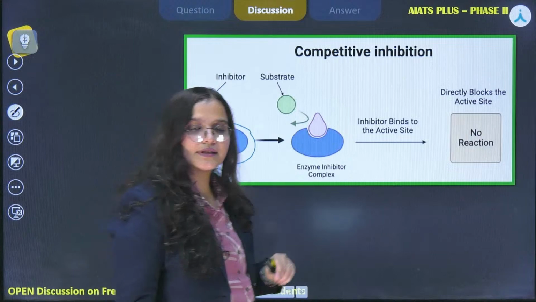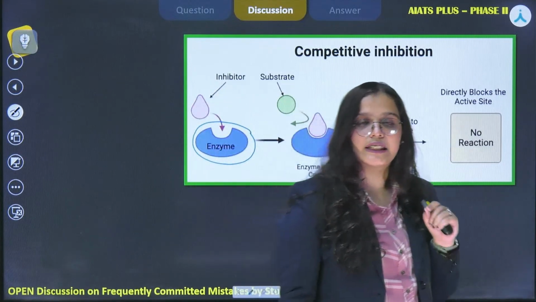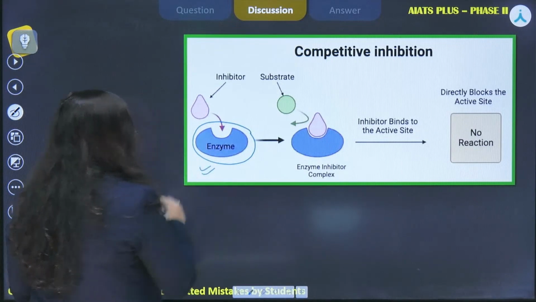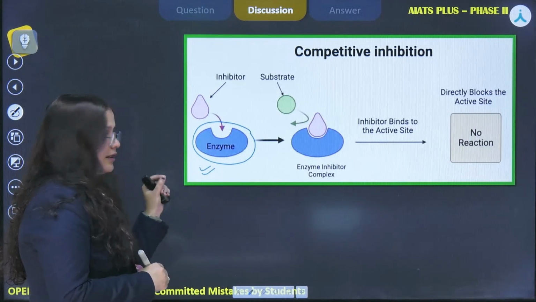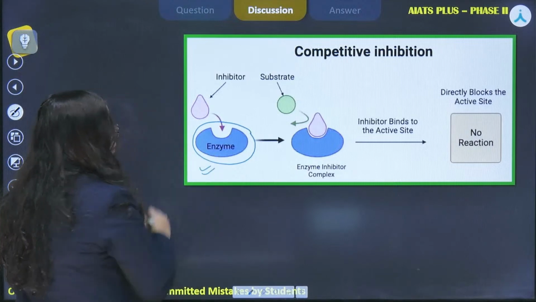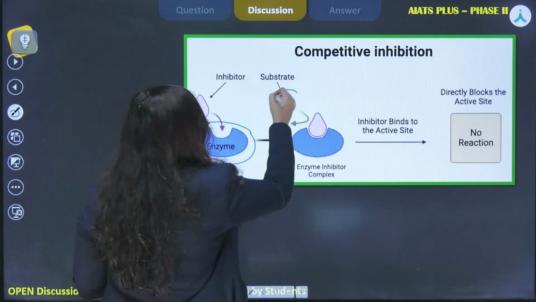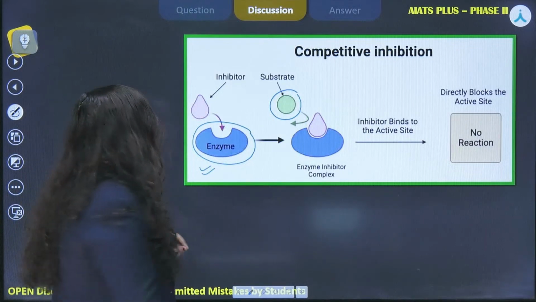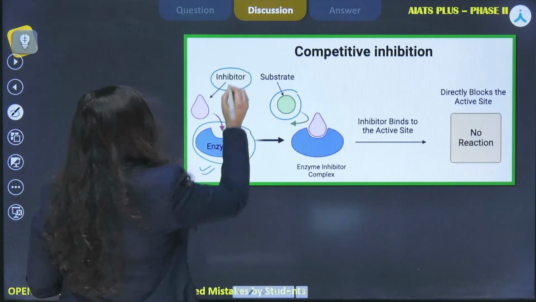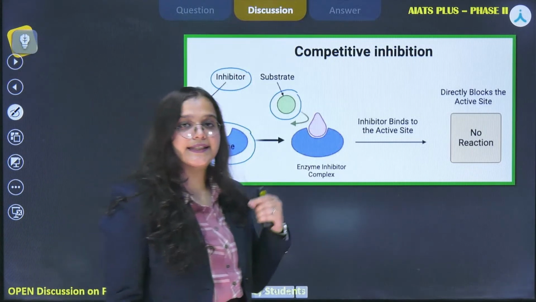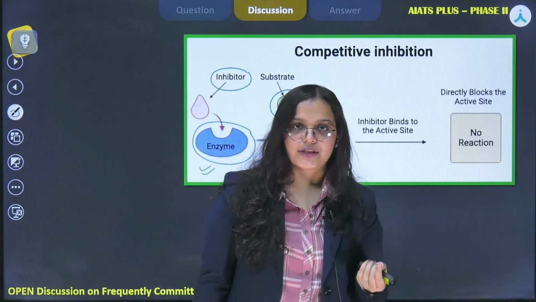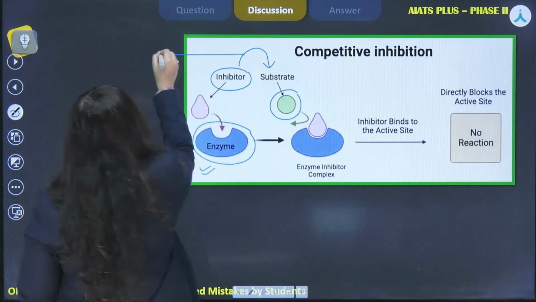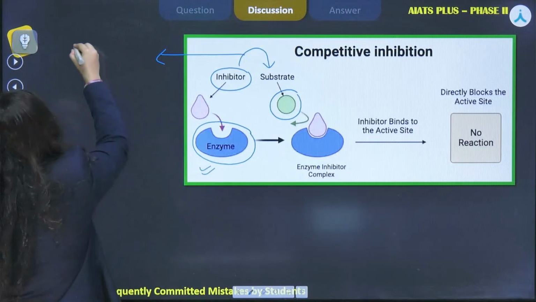So what happens in competitive inhibition is that we have our enzyme, as we can see in the image on our screen, and we have our substrate. But there is also an inhibitor present here which somewhat resembles the substrate. So basically our inhibitor resembles the substrate structurally.